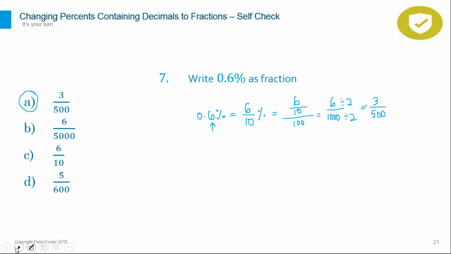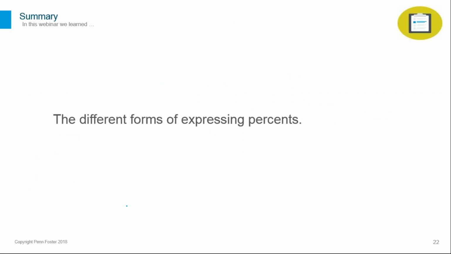Okay, that will conclude the math part of my webinar. We went over the different forms of expressing percents, percents to fractions, percents to decimals, and so forth.